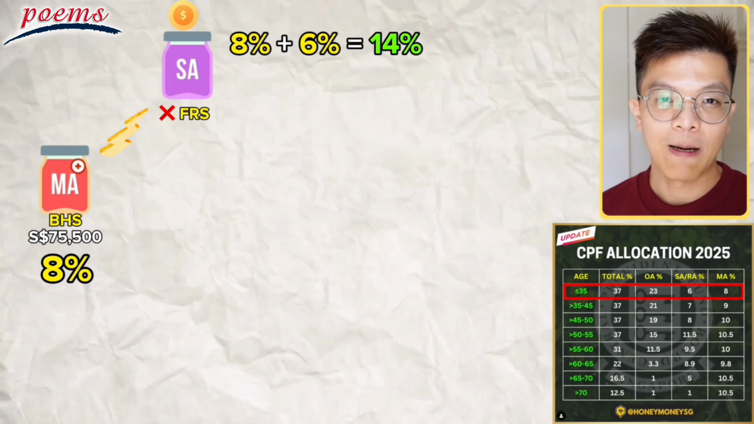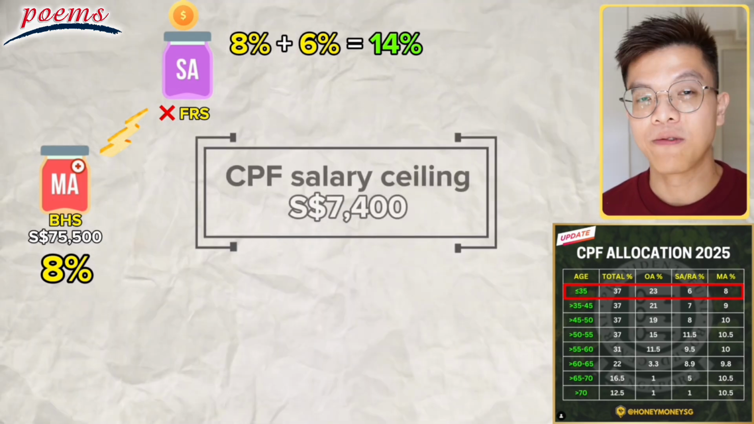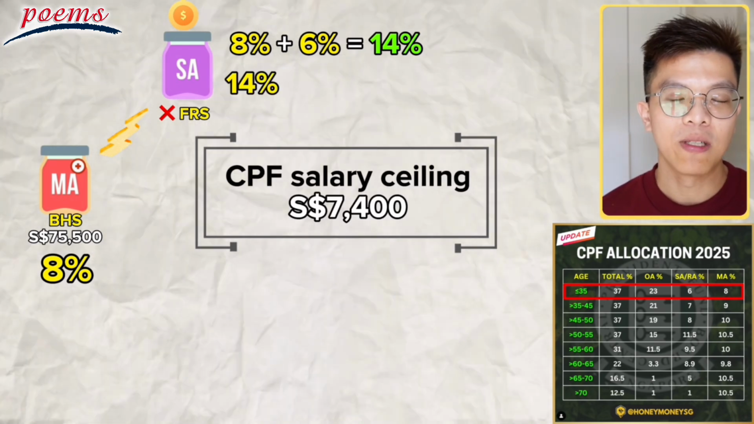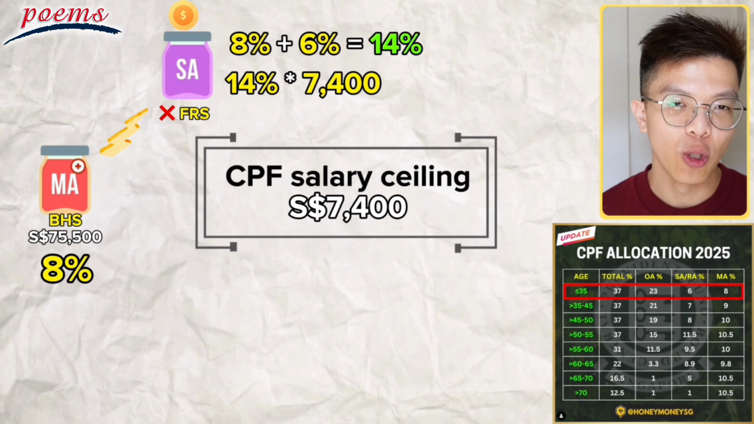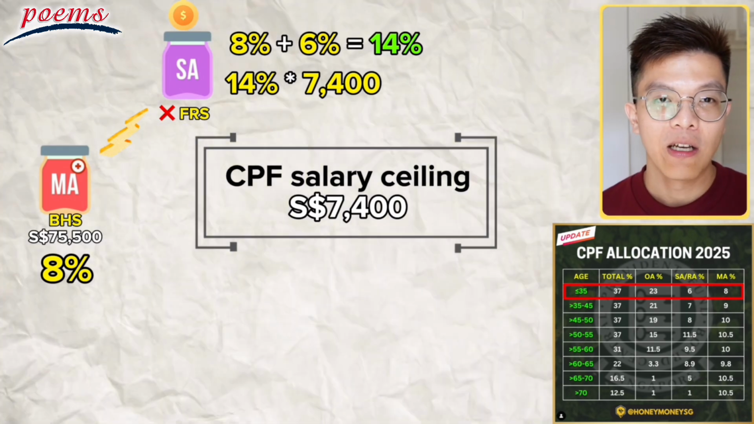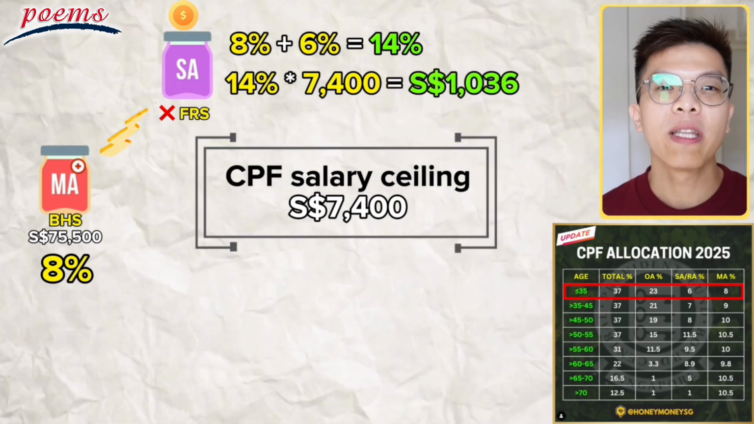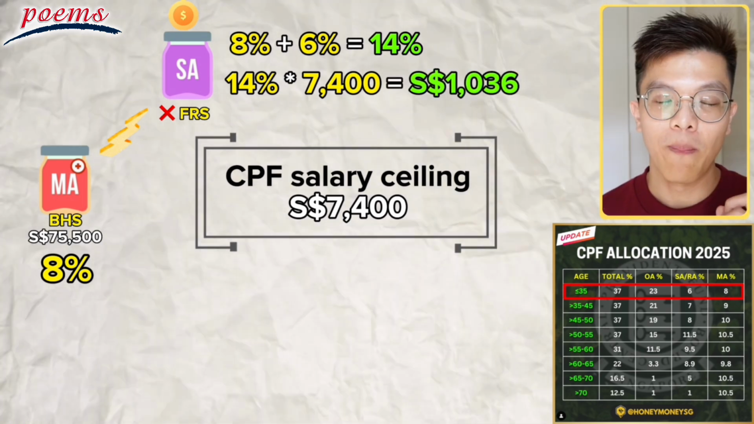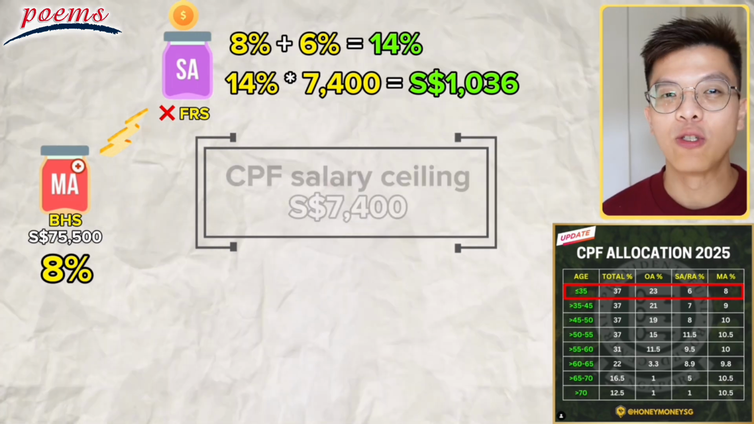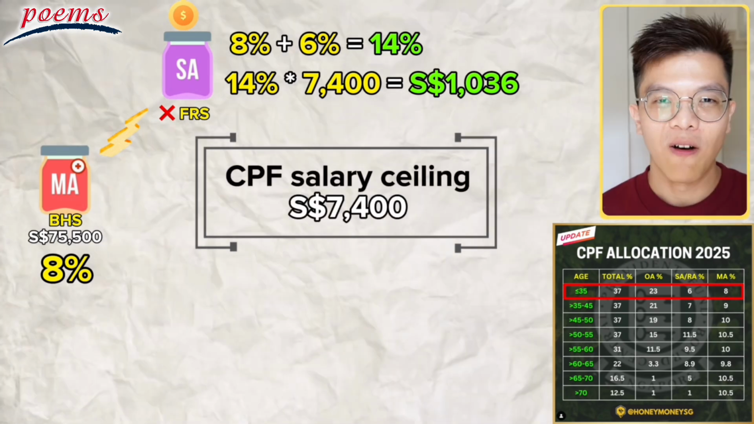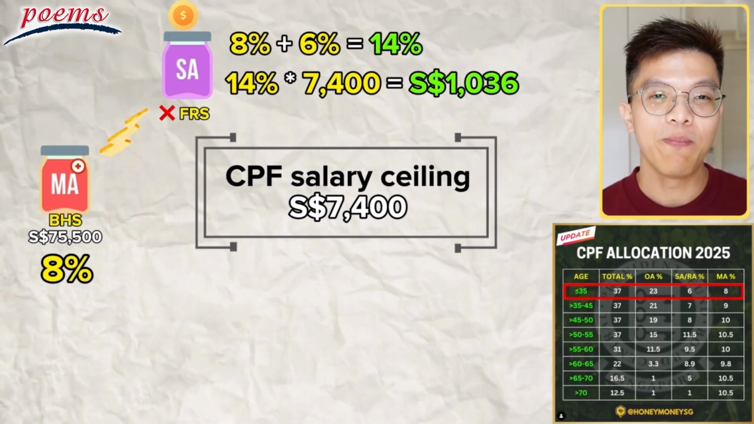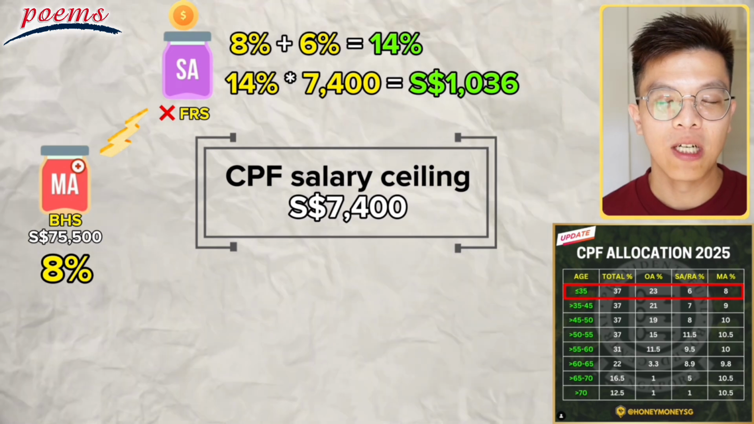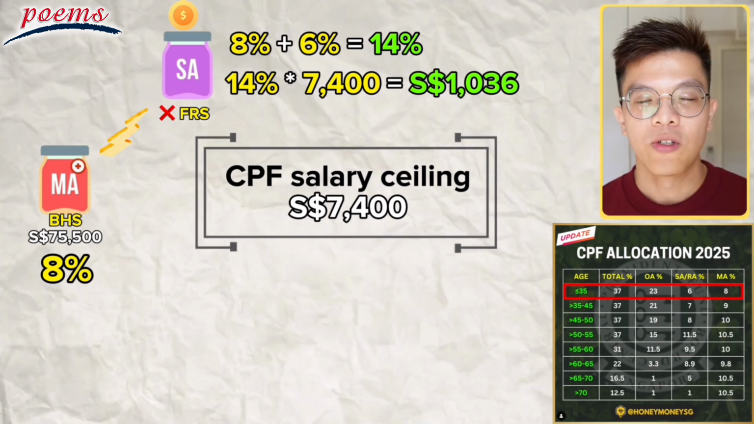Then for this specific example, I will be using the CPF salary ceiling of $7,400 per month for 2025. So 14% multiplied by 7,400, and this is the max SA you can get after the supercharging effect, which is $1,036 going into your special account every month, assuming your monthly base salary is at least $7,400 for year 2025. Of course, if you have a lower salary, then you just use 14% multiplied by whatever your gross salary is. And this will give you the total special account contributions you will have every month. So that was for the first order.